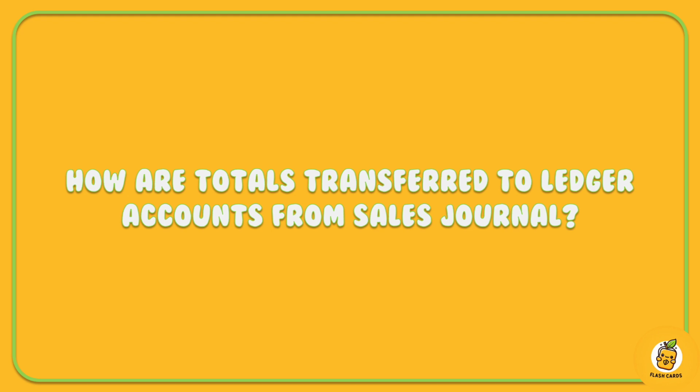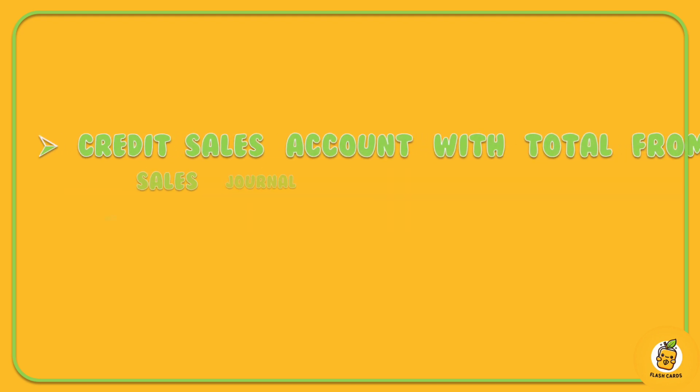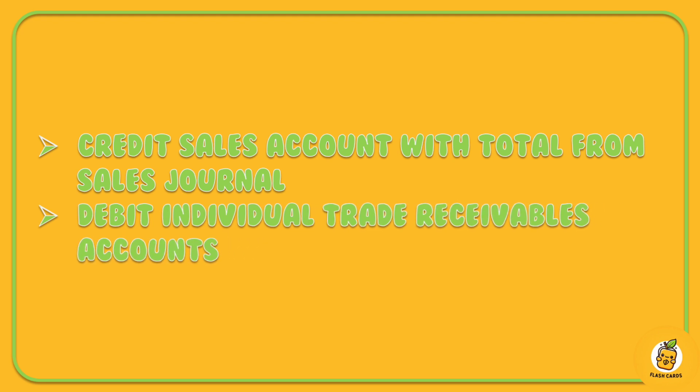How are totals transferred to ledger accounts from the sales journal? Credit sales account with the total from the sales journal. Debit individual trade receivables accounts.